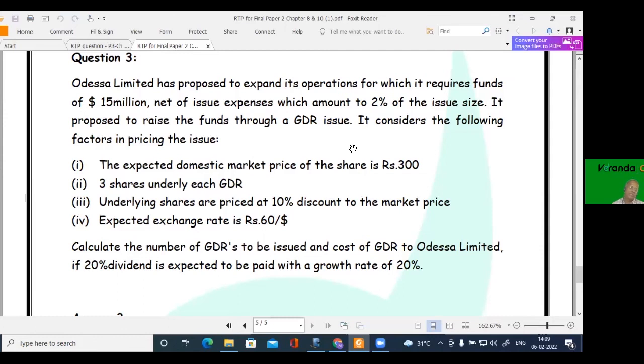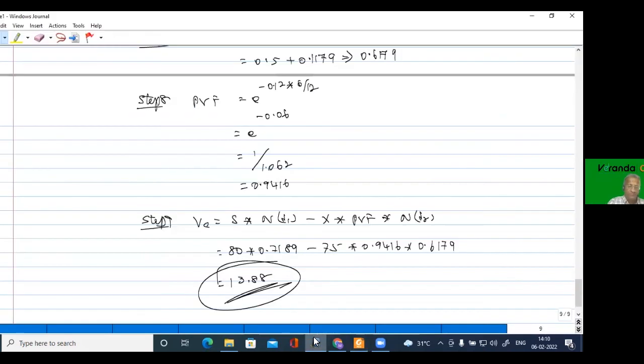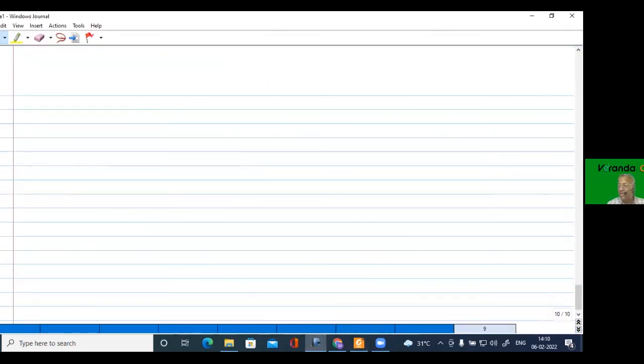The expected domestic market price of the share is 300. 3 shares underlie each GDR. Underlying shares are priced at a 10% discount to the market price. The expected exchange rate is rupees 60 per dollar. Calculate the number of GDRs to issue and the cost of the GDR to Odisha Limited, if a 20% dividend is expected to be paid with a growth rate of 10%. Okay, now, first and foremost, if the net issue were to be 15 million, this is question number 3.